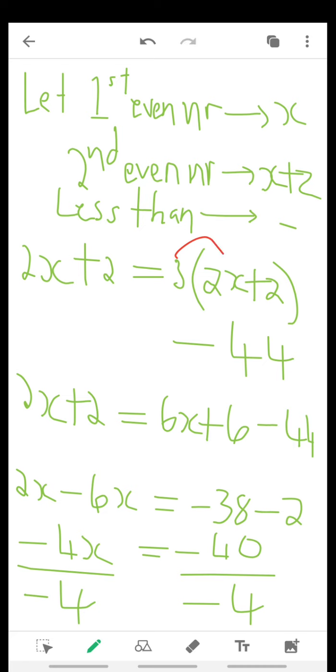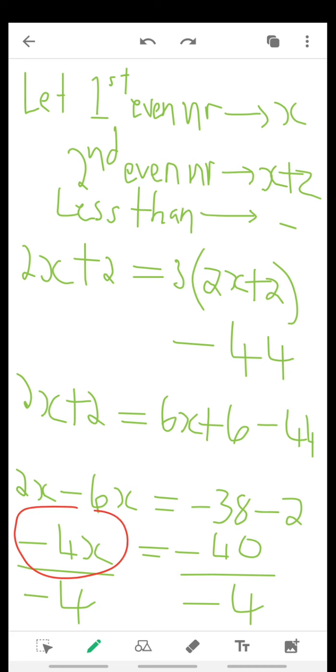But what are we going to do with the 3? We're going to distribute it. Use the distributive law. 3 times 2x is 6x. Okay? Then 3 times positive 2 is a positive 6. Then all minus 44. And then now we transpose the positive 6 to the left hand side. We get a minus 6x. And then 6 minus 44, we get a minus 38. But what do we do now with the 2 here? We take it to the other side. And then we'll be getting a minus 2. So it will be minus 38 minus 2, which is minus 40. Then here it will be 2x minus 6x, which is minus 4.